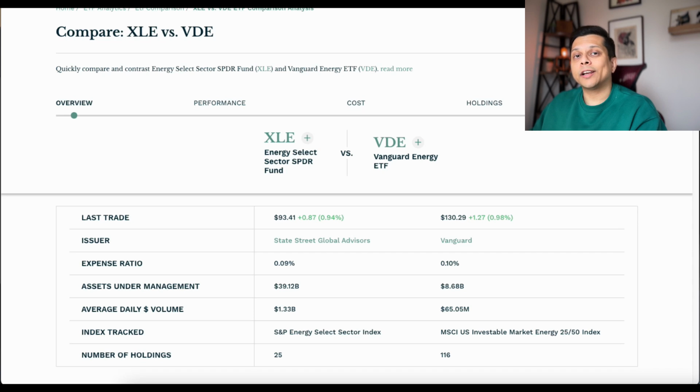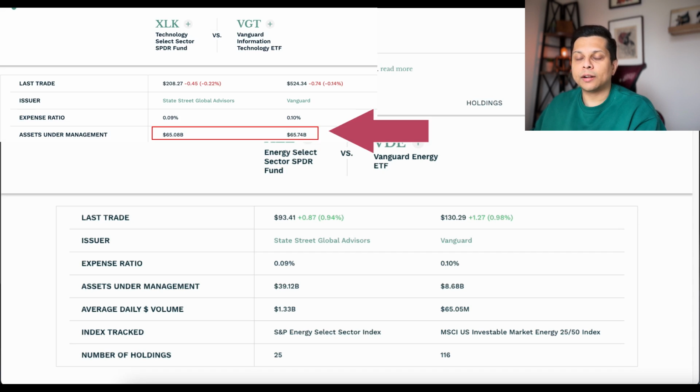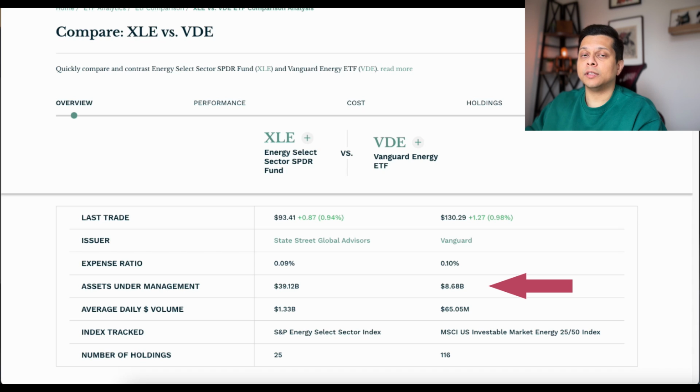In the case of the technology sector ETF, the asset under management between the SPDR fund and the Vanguard fund were pretty even. However, we see a big difference in the AUM in the energy sector as compared to the tech sector. The average daily volume is 1.33 billion for XLE versus 65 million for VDE.